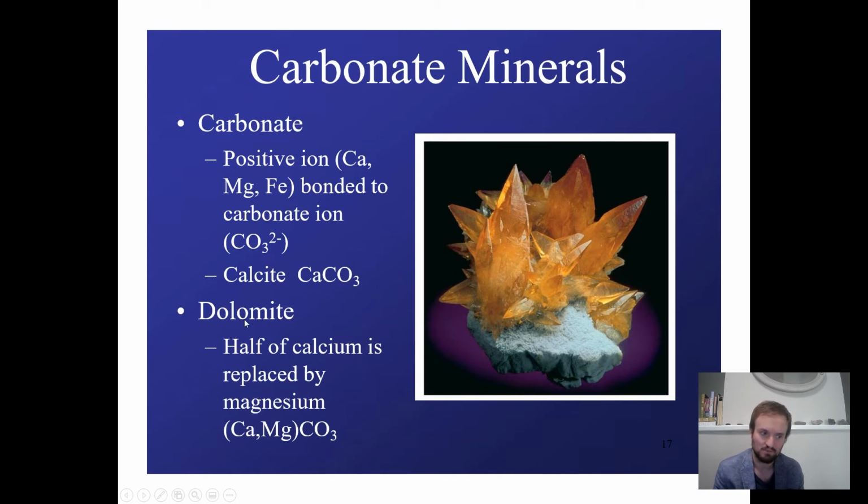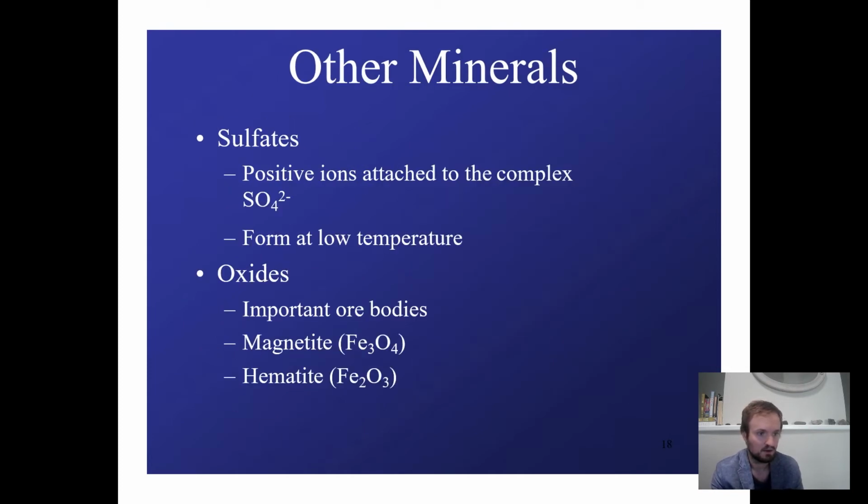And then dolomite, really similar. It just, instead of just CaCO3, half of this calcium is replaced by magnesium. Carbonates are what make up a majority of the rocks that form in the ocean. Some other minerals, sulfates: that galena I showed you, that big cubic guy, that's a sulfate, lead sulfate.